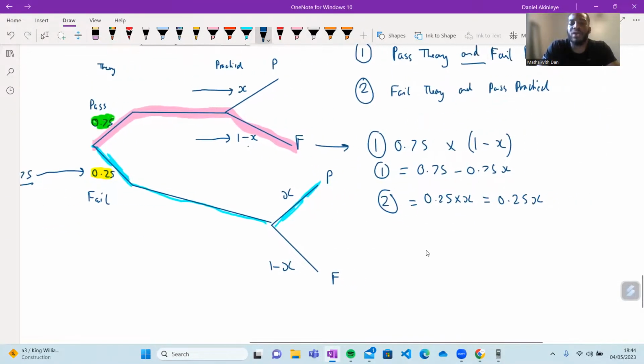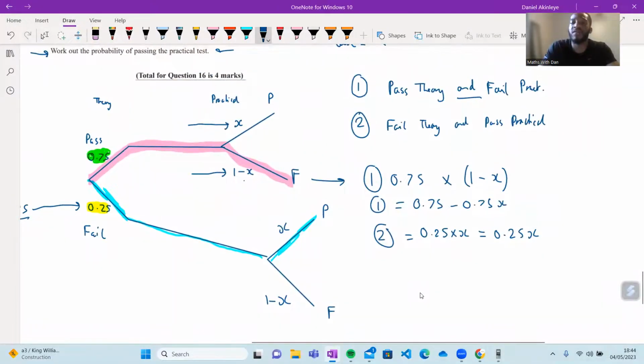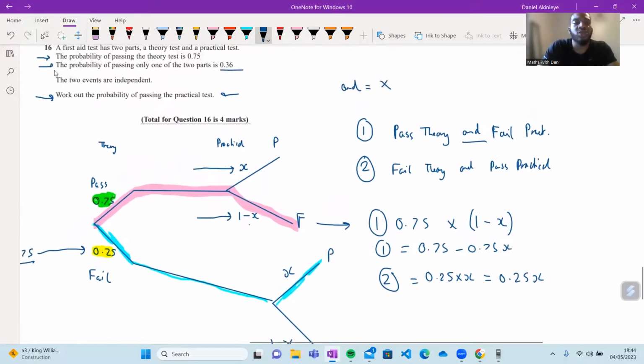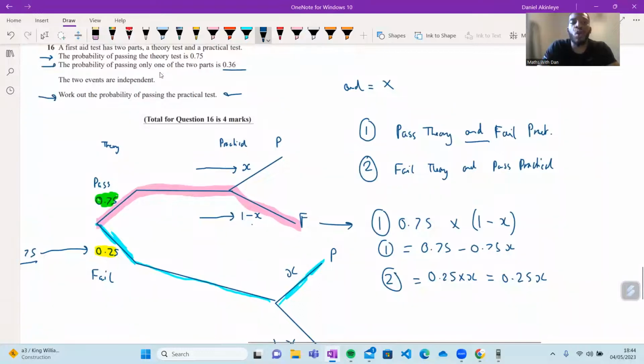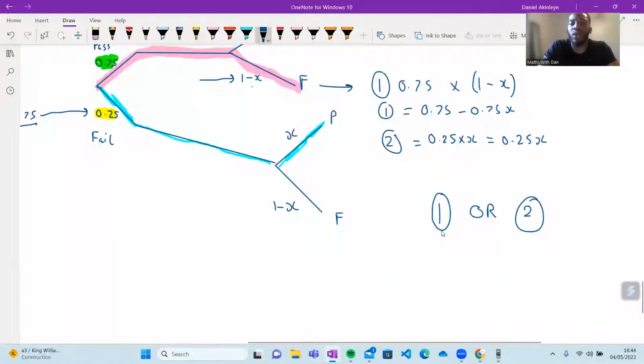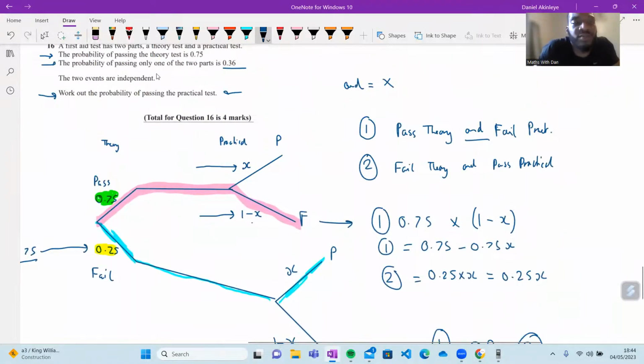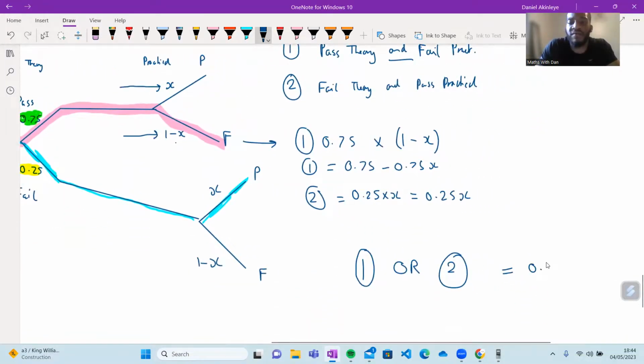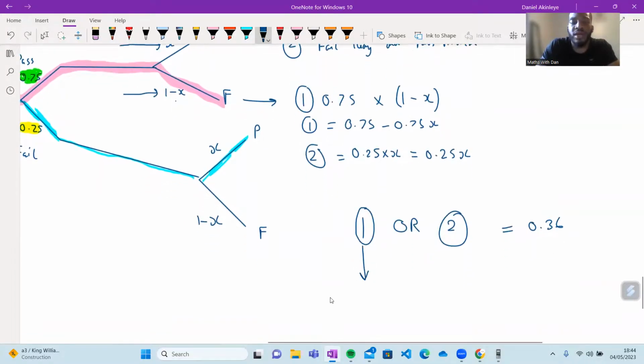Yeah? All right. So now we know, in terms of x, the probability of us passing the theory and failing the practical, or failing the theory and passing the practical, right? So the probability of passing only one of the two parts happens by either option number 1 or option number 2. Now we know that 1 or 2 is the event of us passing one of the two parts, which is 0.36. So I'm going to say 1 or 2 is equal to 0.36. Now we know that option 1 is 0.75 minus 0.75x, and option 2 is 0.25x, and this is equal to 0.36.